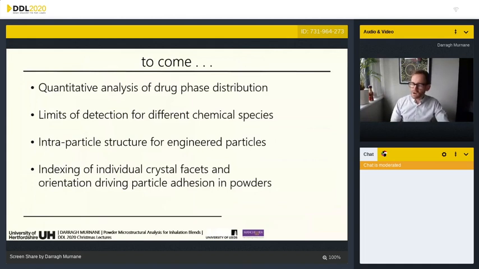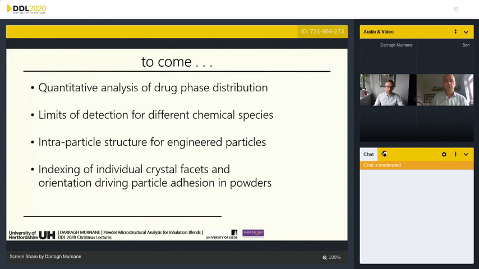So what's still to come? Well, really that was method development in some ways. What's still to come from this? Well, we're looking at quantitative analysis of drug phase distribution. This is work that we're undertaking with AstraZeneca at the moment. We're also looking to see, can we identify the limits of detection for different chemical species in mixed blends? So how low are we able to detect in terms of drug content? We're looking at intra-particle structure for engineered spray-dried particles, and we're currently looking at how to index individual lactose crystal facets and how that might drive the particle adhesion.